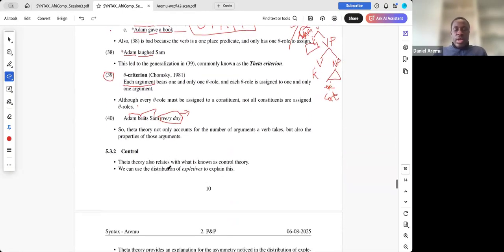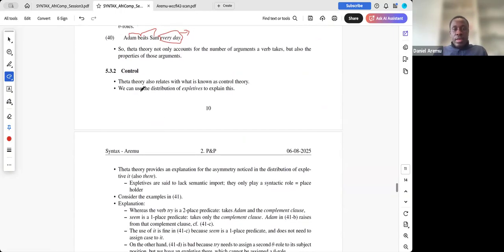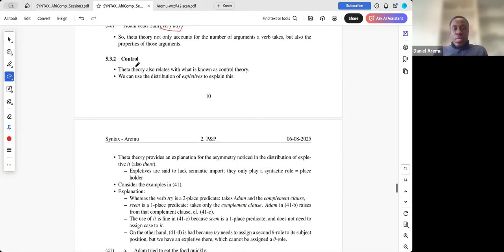Okay. So let's look at control. Please don't forget what we just discussed about expletives. It will be very important when we talk about control now, and you will see why I say so. What we saw with theta role is that they relate the verbs with the different arguments. And we've seen that theta roles can also relate with what is known as control. And that's what we're going to see now, that theta role also plays a role within control.